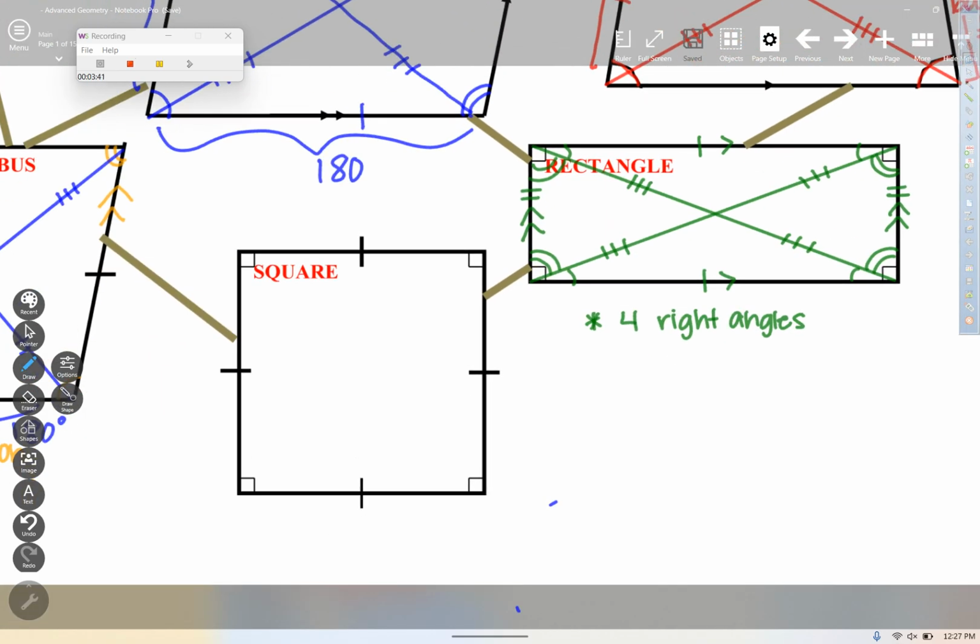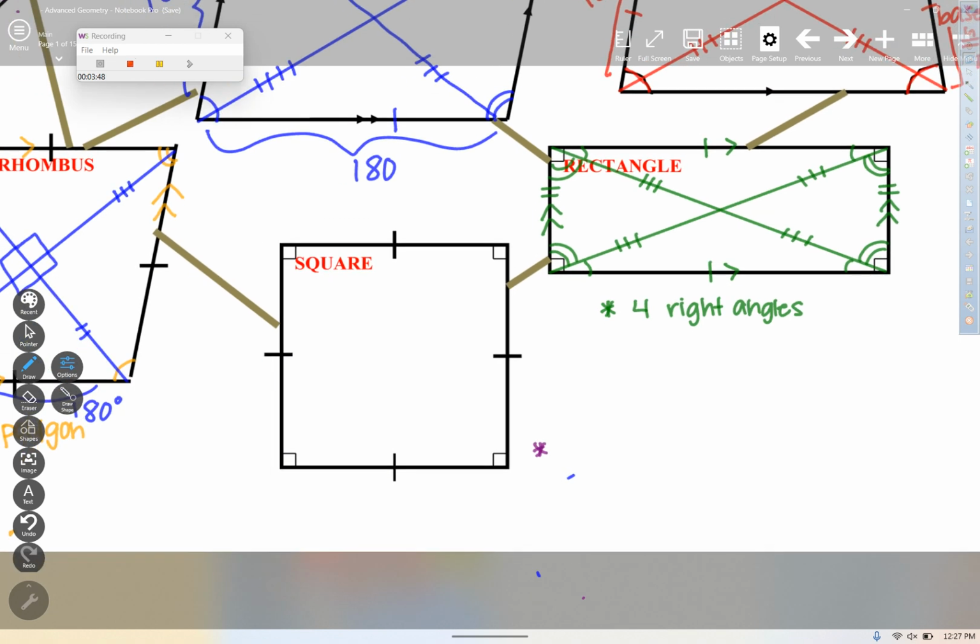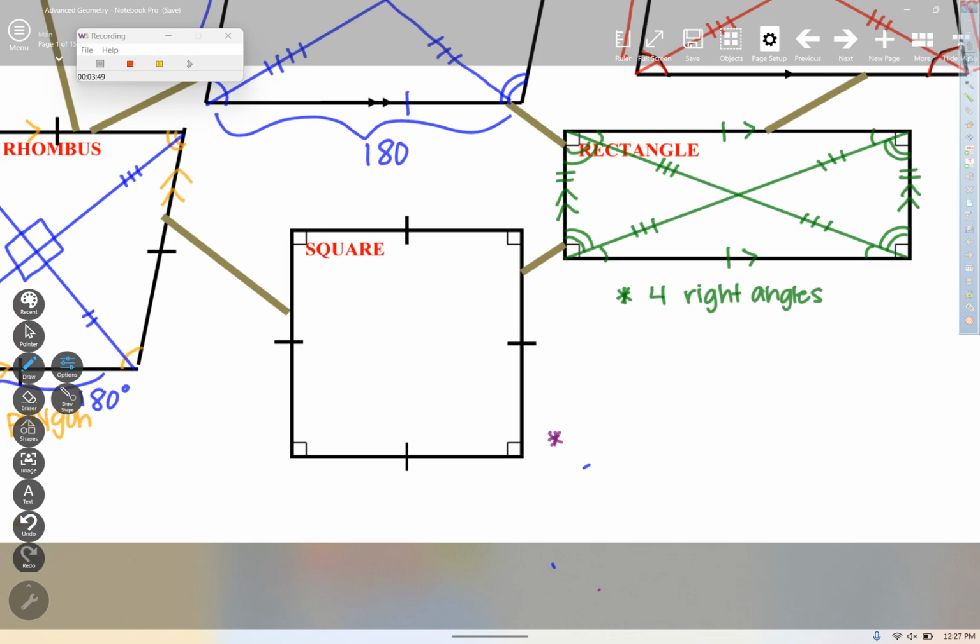And let's finish up with the square here. So a square came from a rhombus and a rectangle. It has 4 congruent sides and 4 right angles. So it's a rhombus and a rectangle together. Okay, based off of that, we're going to steal some information. So opposite sides are parallel. They get arrows.